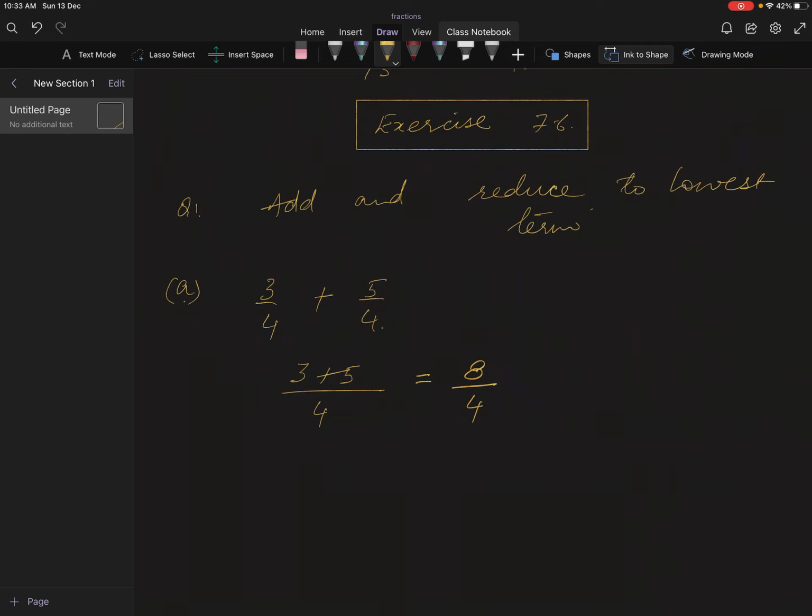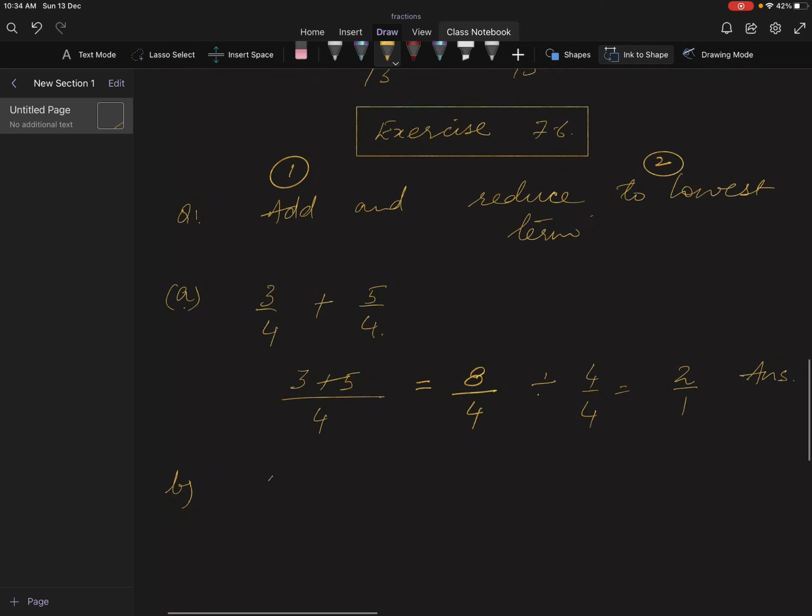Now reduce to the lowest term. There are two parts. This is part number 1 and reduce to the lowest term is part number 2. So to reduce to the lowest term, you have to divide by the highest common factor. So you get the whole number as your answer. I'm going to do 2 parts each, and all the C and the D parts will be your homework.